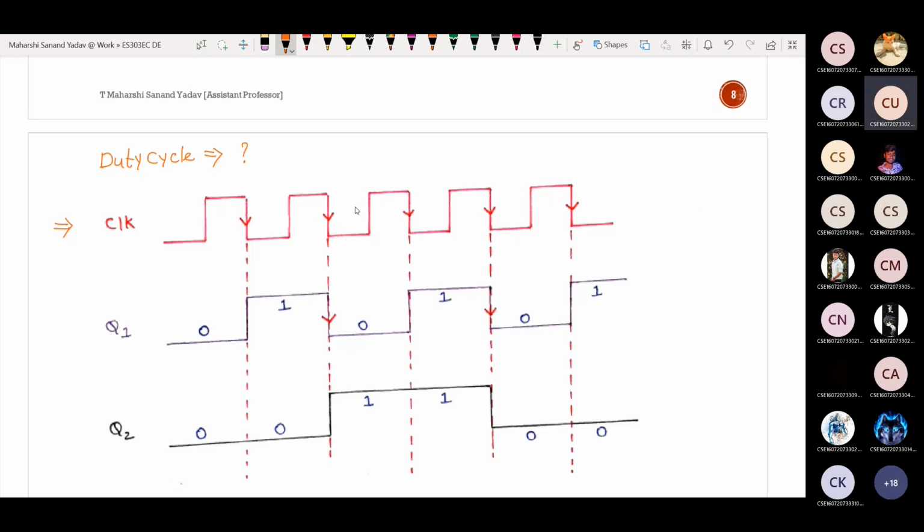See, I'm taking some random clock here, and is it positive edge triggered or negative edge triggered? See this clock. Is it positive edge triggered or negative edge triggered? This is negative edge triggered. Why? Because going from 1 to 0, this is negative edge triggered. And how will you calculate time period for this particular clock?